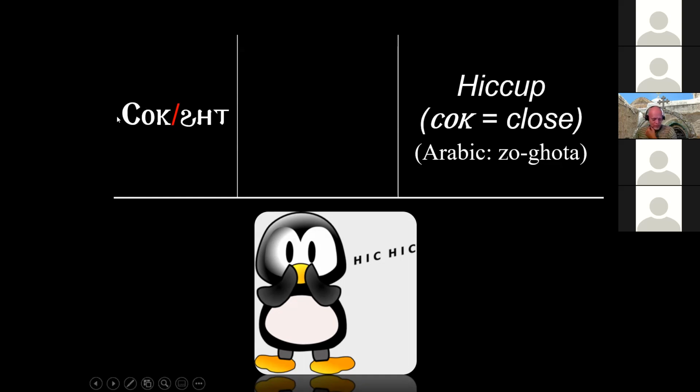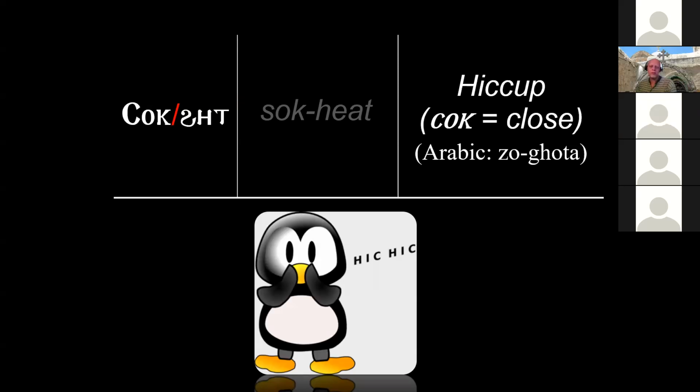Okay, Gabby, next. So the sema is always an S in Coptic, right? Suk, good. And then this is the Hori, the H. Heat. Good. Suk heat. In Arabic, this is the zoghota. In Coptic, it's suk heat, which is the hiccup.